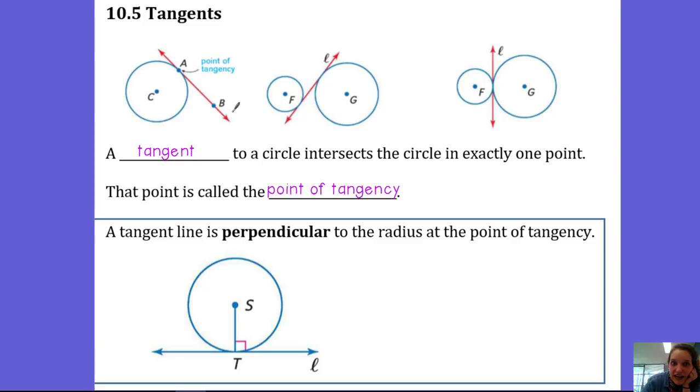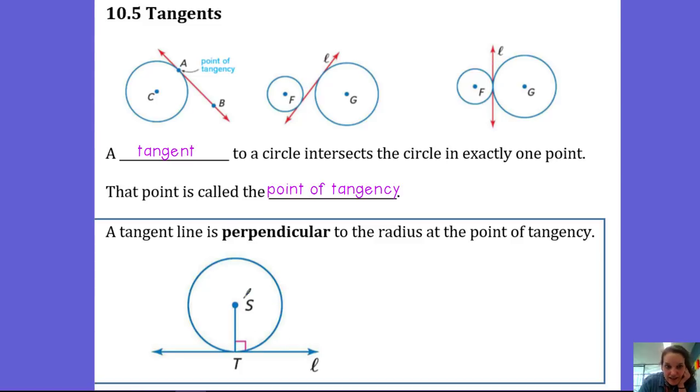So line AB is tangent to circle C, and line AB has its point of tangency to the circle at point A. So here's an example. These are two circles that have the same tangent line. That red line L only touches circle F in one point right here, only touches circle G in one point. And sometimes the circles have the same point of tangency. The circles are tangent to each other.